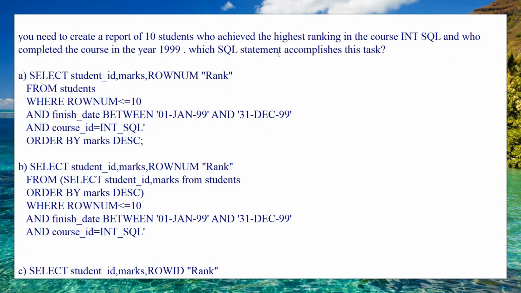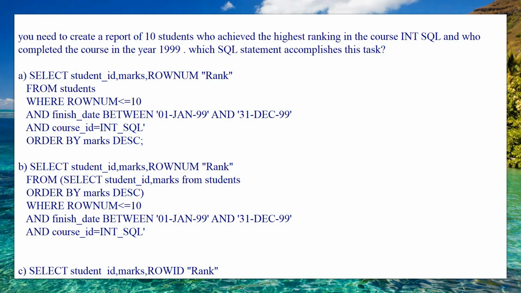So first you need to select student underscore ID, marks, then after that row number is rank from students, where they have told it should create 10 students. So where row number should be less than equal to 10 and finish date should be between, only for 1999, Jan 1 99 to 31st of December 99. And course ID is equal to int underscore SQL, order by marks in descending. So this is the first query.